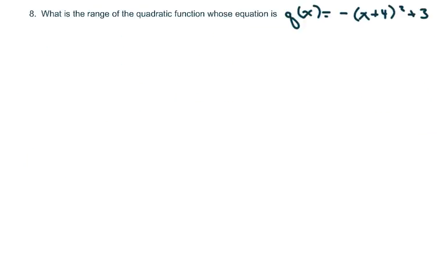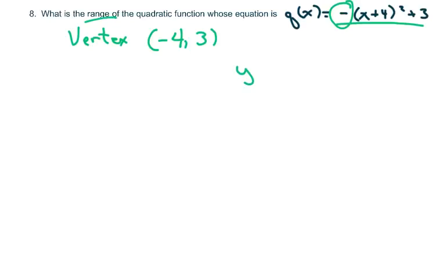Next, it says what is the range of this function? This is written in vertex form, and it opens down because of the negative. So my vertex is -4. Let me write that down. Vertex is (-4, 3). So it opens down. That means the range is y, you look at the y, less than or equal to 3. You can kind of graph it if you want, but that's basically how you do that.